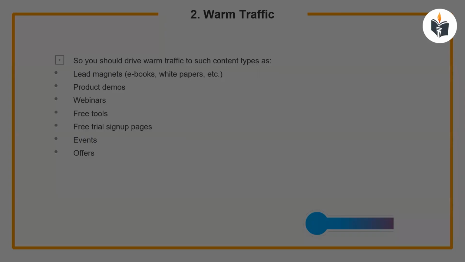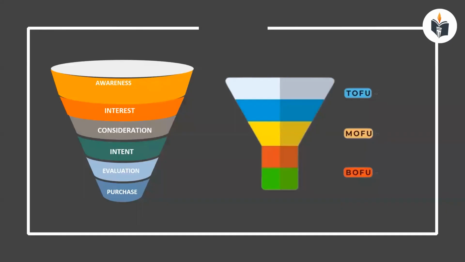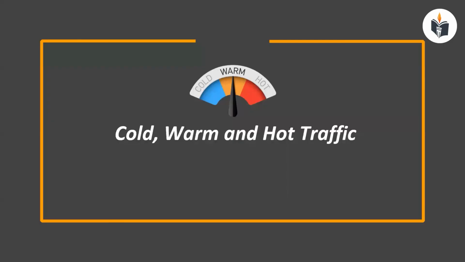And while understanding this, you should always keep this in mind about awareness, interest, consideration, intent, evaluation, and purchase, and where your current audience lies. Okay, and you have to treat all those audiences in a different way. Awareness and interest phase is different, consideration and intent is different, evaluation and purchase phases are different, right? So this was all about cold, warm, and hot traffic.